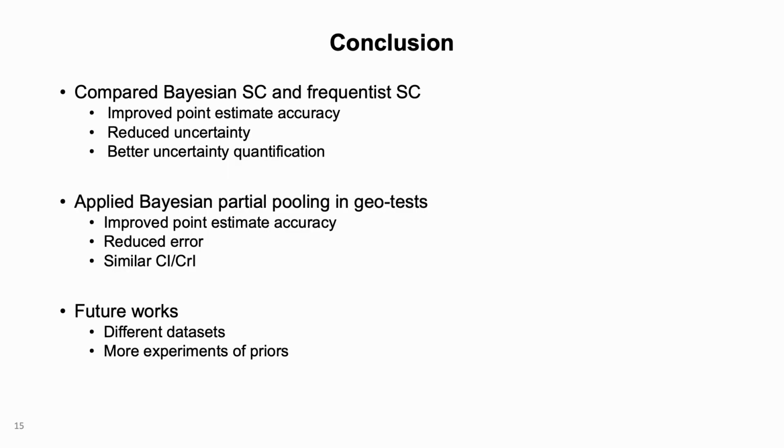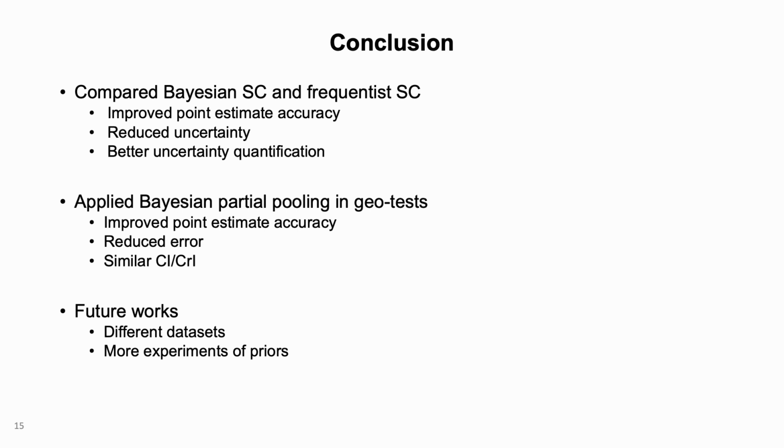To summarize our project, in the first part, we compared Bayesian synthetic control versus the frequentist method. And we found that the Bayesian approach has improved point estimate accuracy, reduced uncertainty, and also better quantification of uncertainty. Considering that the current measurement methods in geo-tests are dominated by frequentist approaches, our results could suggest the Bayesian approach as a potentially better alternative compared with the frequentist synthetic control method.